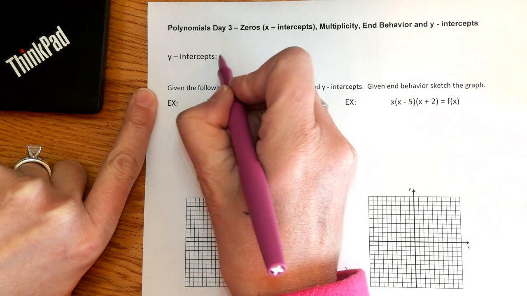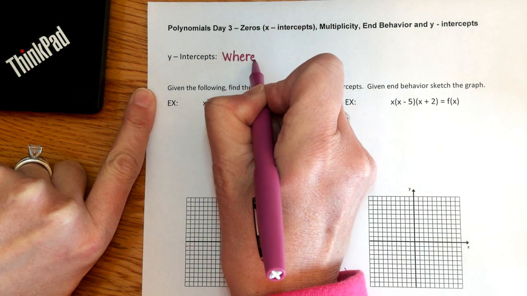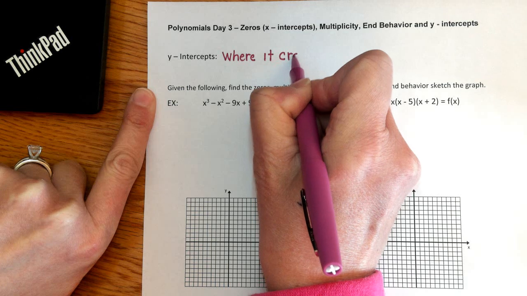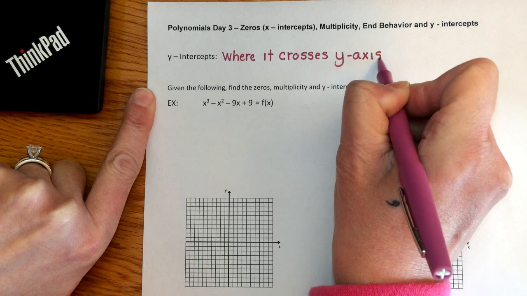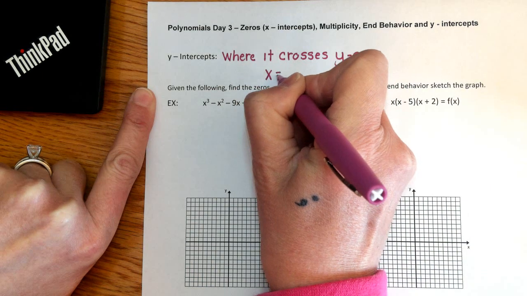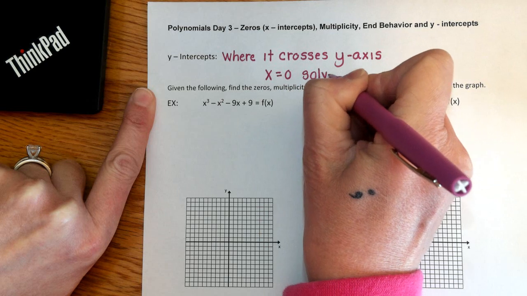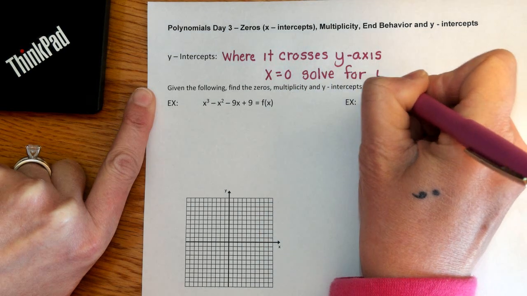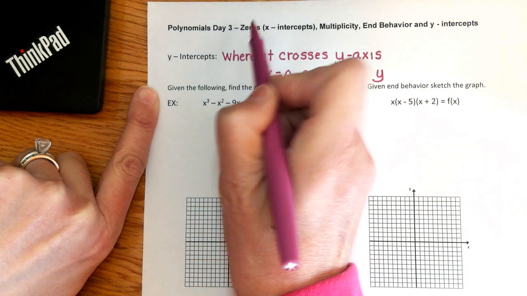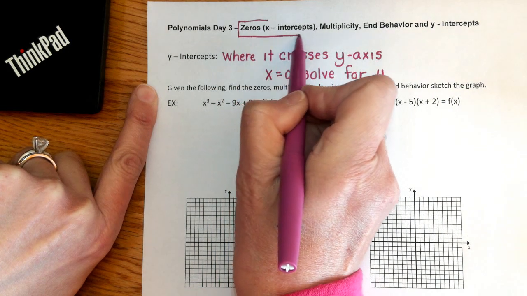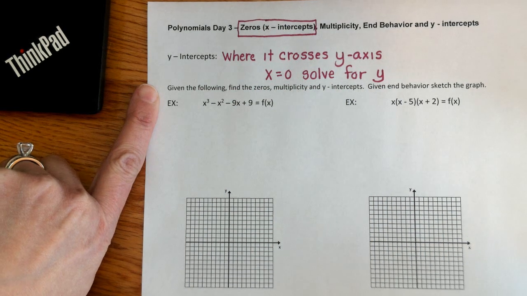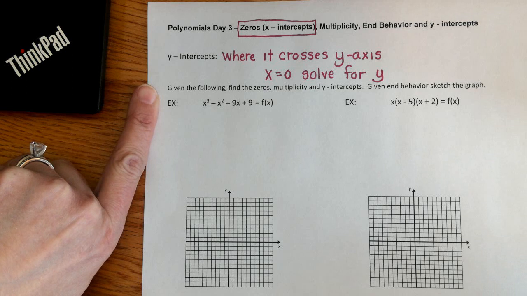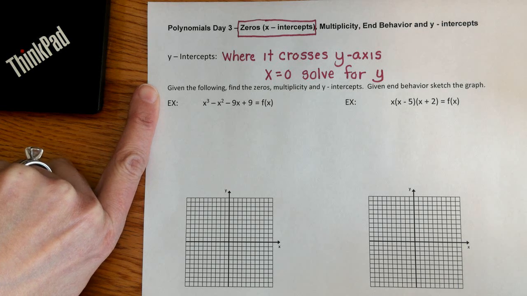A y-intercept is where it crosses the y-axis, and you find it by setting x equal to 0 and solving for y. Now I want to be clear here, zeros and x-intercepts are the same thing. So in today's worksheet it says what are the zeros, or what are the x-intercepts. I believe it depends on what version you have.